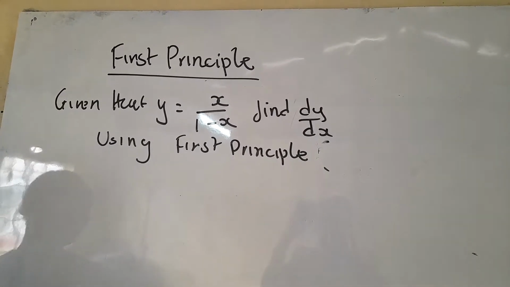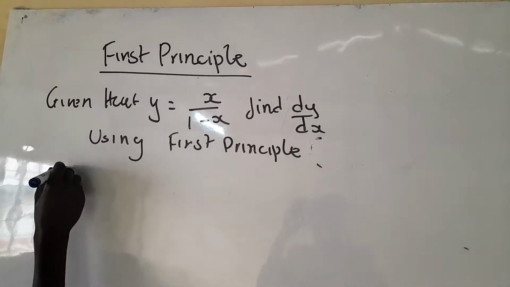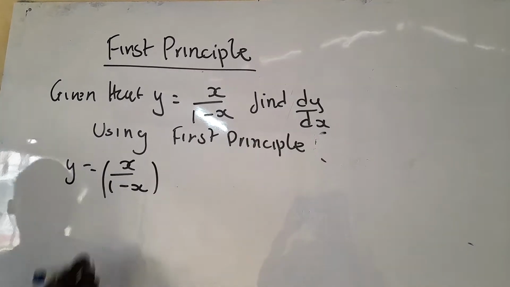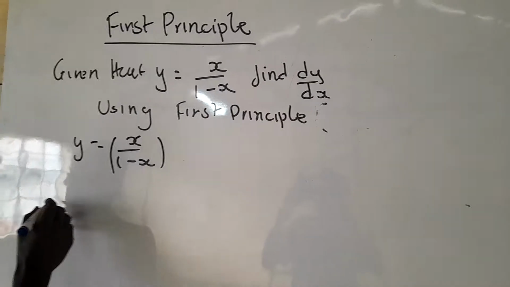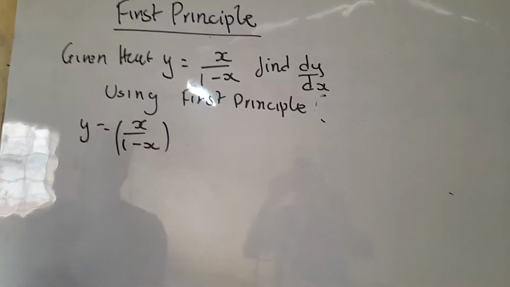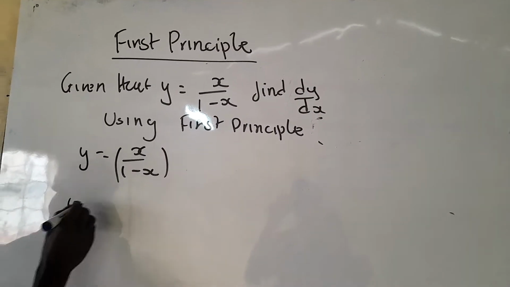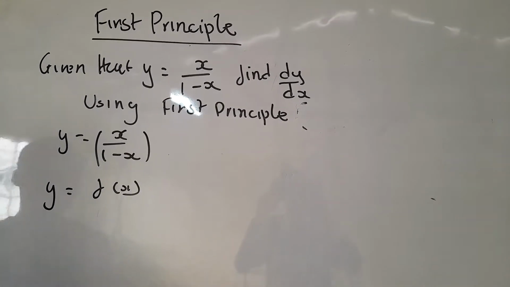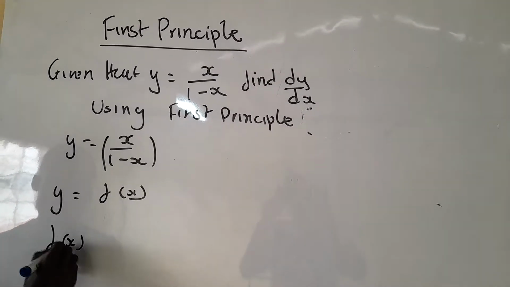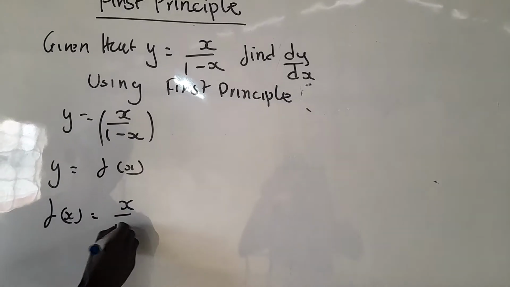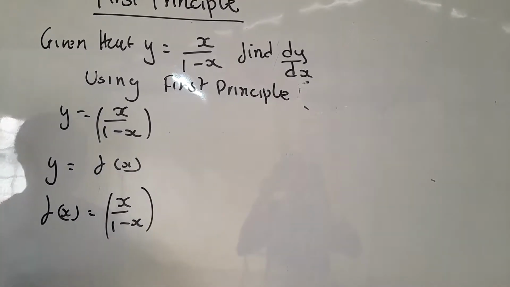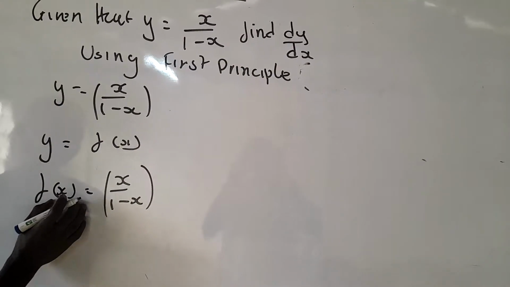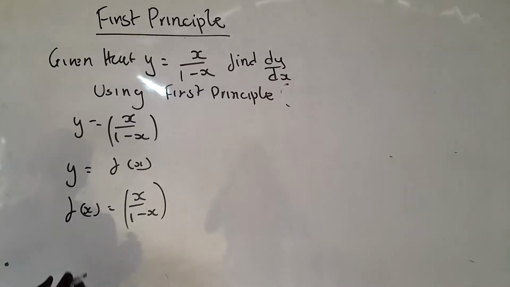Find dy dx using first principle, and you are given y to be x over 1 minus x. I want you to know that the formula of first principle is the same. So I will just start. You know very well that y is the same as f of x, such that my f of x will be x over 1 minus x. So, where there is x, now let's go to the formula.